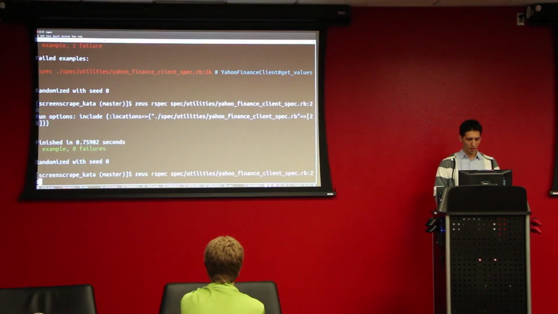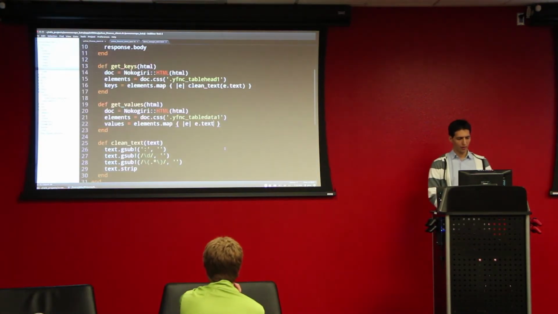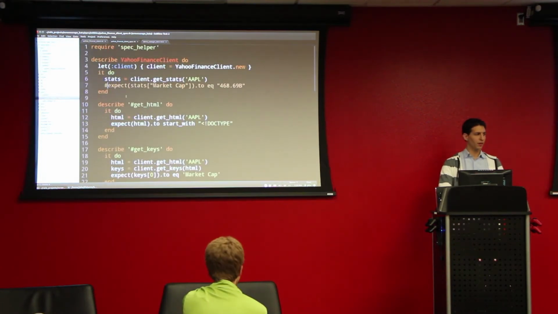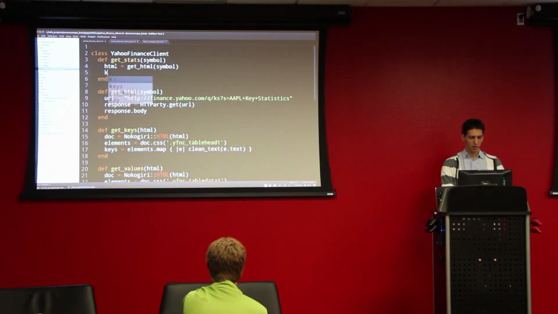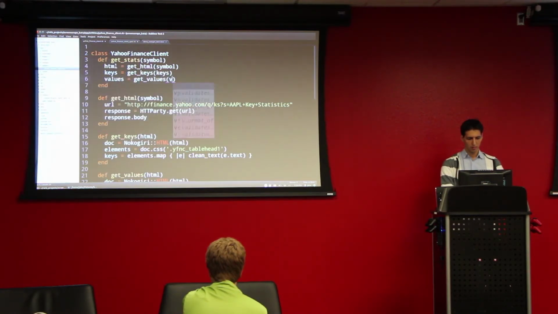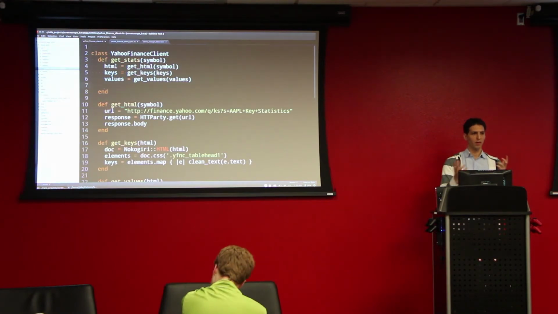Okay, so let's run the full test suite. And we have everything passing, but if you remember, we did comment out basically the one function that we did want. So we want the client to be able to get stats, and then we want to return a hash. But luckily, we already have an array and an array, so we just need to combine those two arrays into a hash. So let's go ahead and do that. So we will get HTML for our symbol. We will get the keys. We will get the values. And then we will convert the key and value array into a hash.